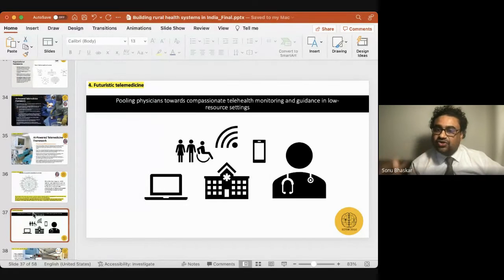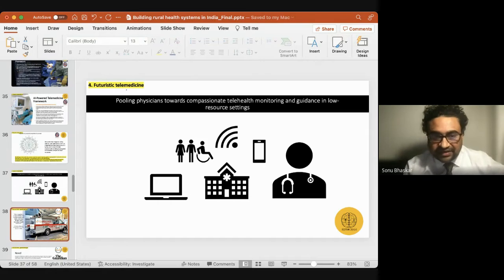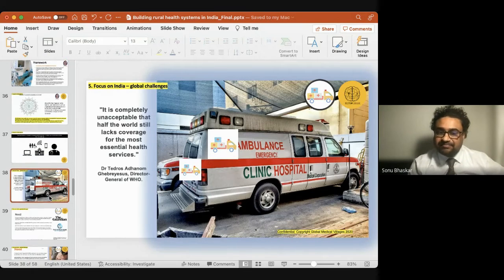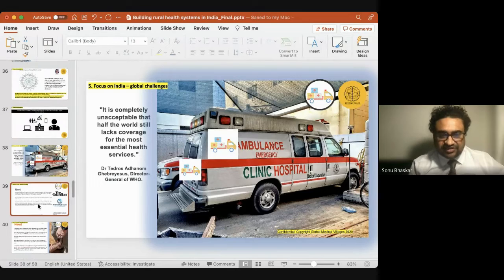Now, in low resource settings, we have limited resources, we cannot just produce doctors on the scale that we need. We need much more innovative solutions for telehealth monitoring. And I think that's where the telemedicine-informed frameworks have a huge role to play in low resource settings. For example, and this is a beautiful quote from the Director General of WHO, he says that it's completely unacceptable that half the world still lacks coverage for the most essential health services.